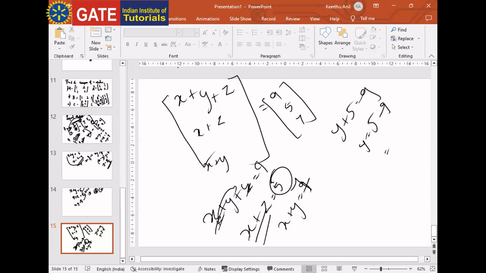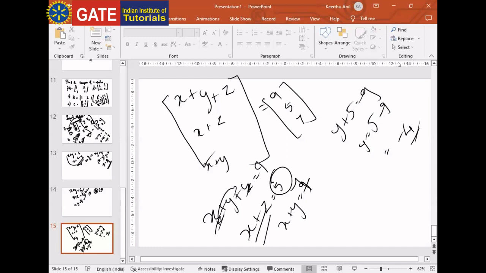What is 5 minus 9? Should it be 4 or minus 4? It should be minus 4. The value for y will be minus 4. Check the calculations once. I'm doing it fast, so I don't exactly know whether it is correct or not.